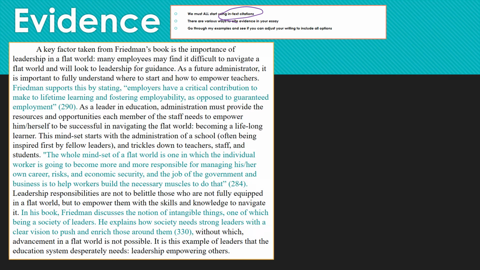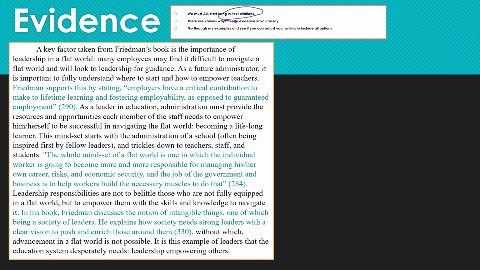A key factor taken from Friedman's book is the importance of leadership in a flat world. Many employees find it difficult to navigate a flat world and will look to leadership for guidance. As a future administrator, it is important to fully understand where to start and how to empower teachers. This first part in blue is my first piece of evidence.